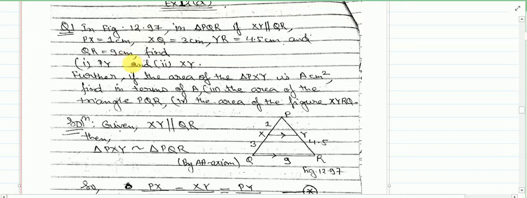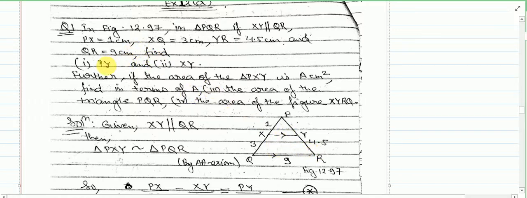So you can see over here, this is triangle PQR, okay, and here it is saying that XY is parallel to QR. So XY is parallel to QR, clear? And they are saying that PX is 1 centimeter, XQ is 3 centimeter, YR is 4.5 centimeter, and QR is 9 centimeter. Okay, so these values are given to you.